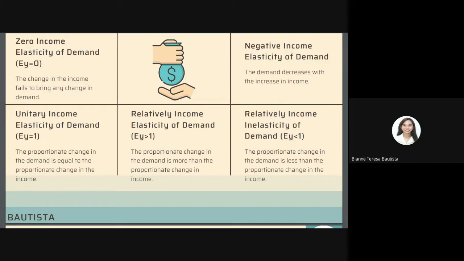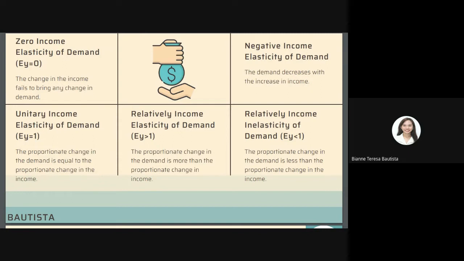So another type is the unitary income elasticity that occurs when a proportionate change in income results in an equivalent change in demand. This is the case for normal goods. So for example, if income increases by 50% and demand also rises by 50%, then the demand would be called unitary income elasticity of demand. In such case, the numerical value of income elasticity of demand is equal to 1.